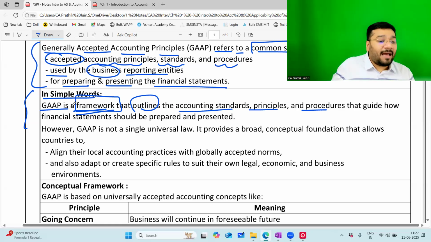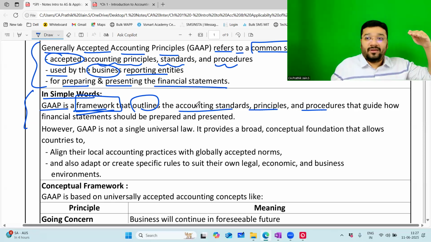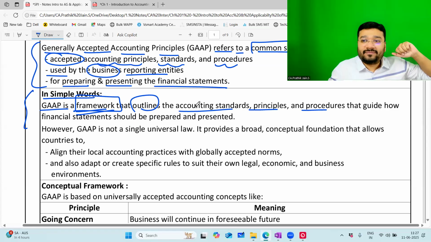In other words, GAAP is a framework that outlines what should be the level of your accounting standards. At what level you're supposed to do the accounting. What should be the standard of accounting? There's something called a standard of living. What is standard of living? Quality of life that you enjoy.